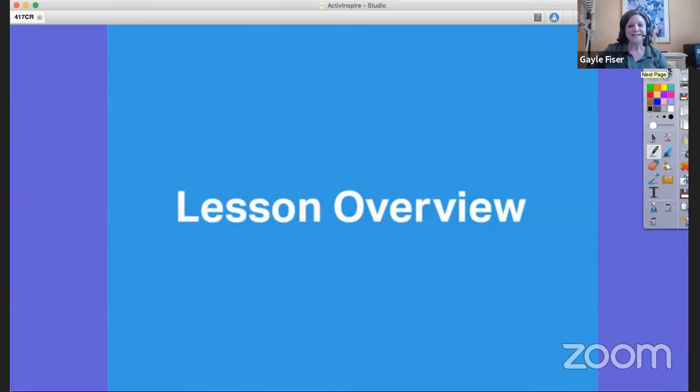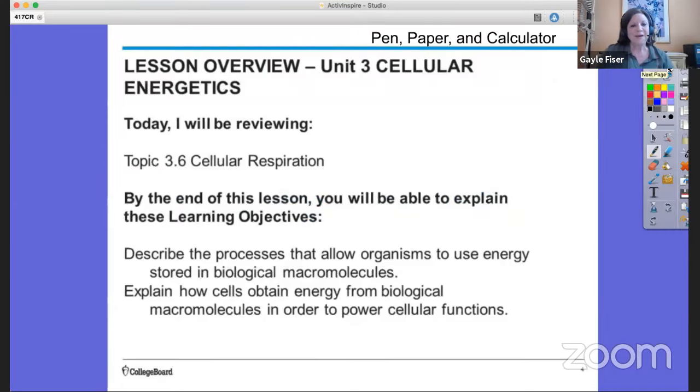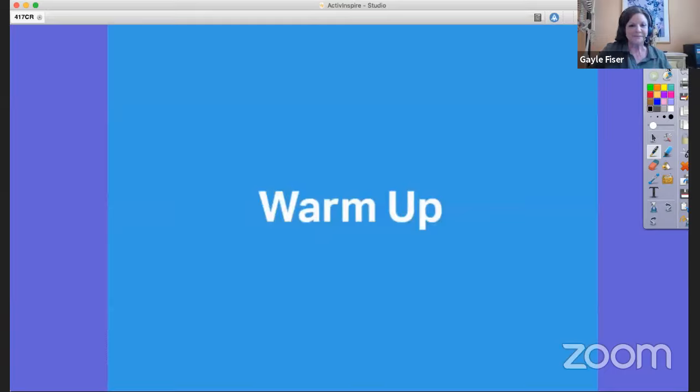Lesson overview for today. We'll be reviewing topic 3.6, cellular respiration. This is in Unit 3. In fact, today finishes up Unit 3, and then the next lesson will be in Unit 4. We're halfway there. So cellular energetics is still in Unit 3. Anyways, today we're going to describe the processes that allow organisms to use energy stored in biological macromolecules. And we're going to explain how cells obtain energy from biological macromolecules in order to power cellular functions.